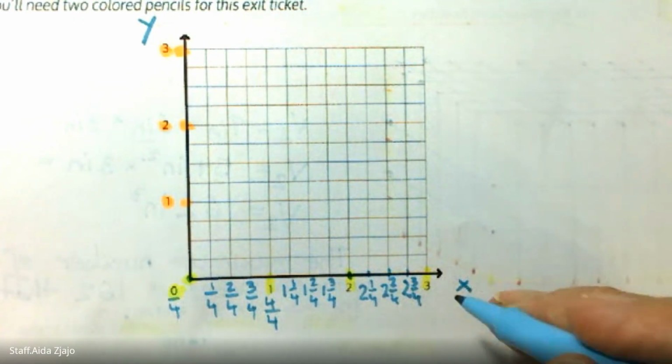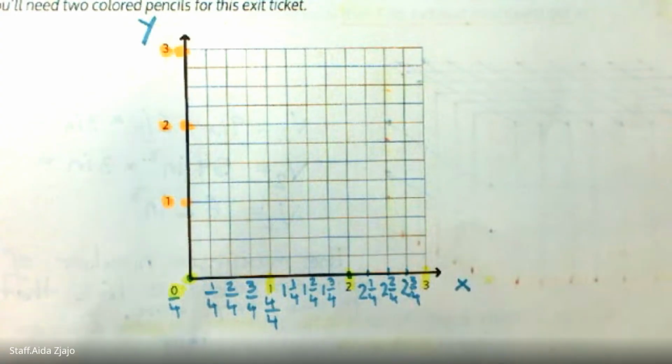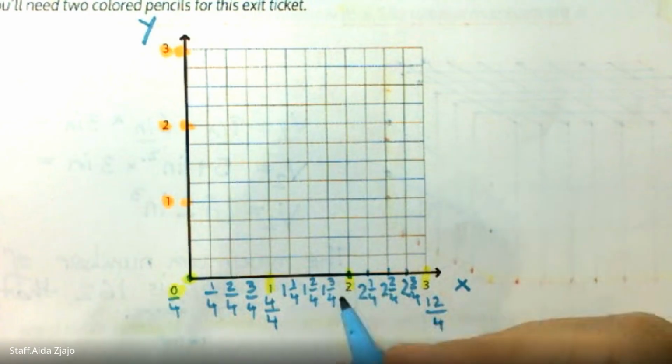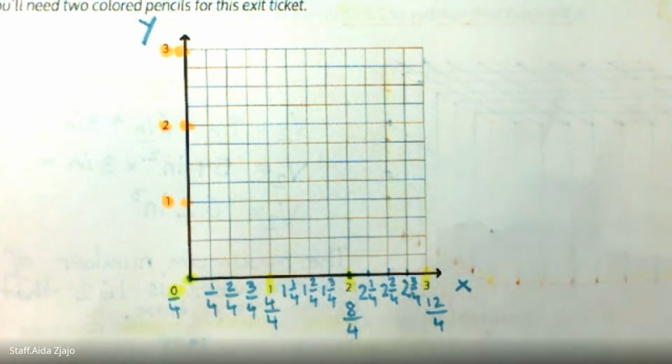So if you have 3 wholes, that is already, look, 1, 2, 3, 4, 5, 6, 7, 8, 9, 10, 11, 12/4. So 3 wholes also makes 12/4, or 2 wholes is 8/4. This is kind of a review about fractions.